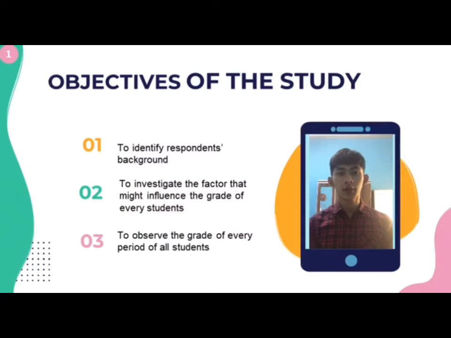So next is about the objective. There are only 3 objectives of this study, which is first to identify the respondent backgrounds, and second is to investigate the factor that might influence the grade of every student, and lastly is to observe the grade of every period of the student. So that's all.